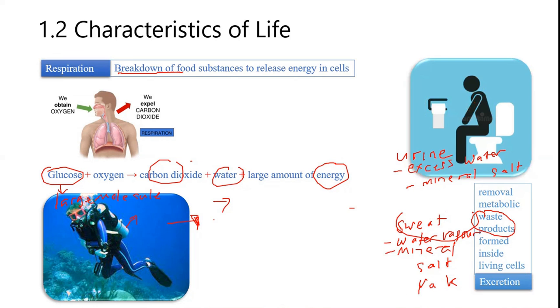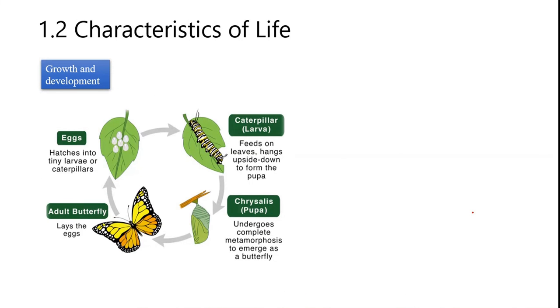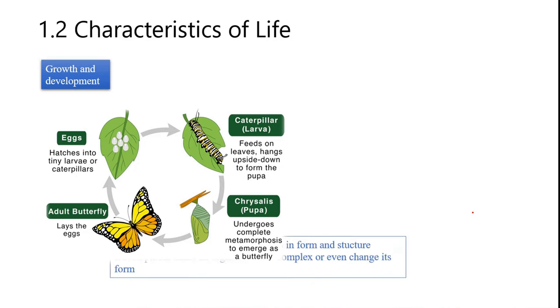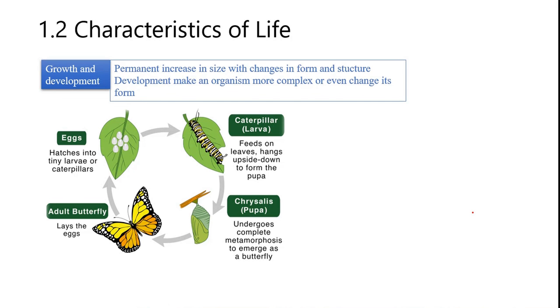Next, the characteristic of living things or organisms is growth and development. Growth means a permanent increase in size. Actually, the size of a baby is smaller than the size of your body in senior high school, for example. Permanent increase in size and always developing.